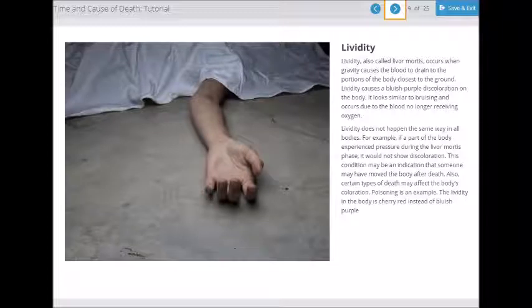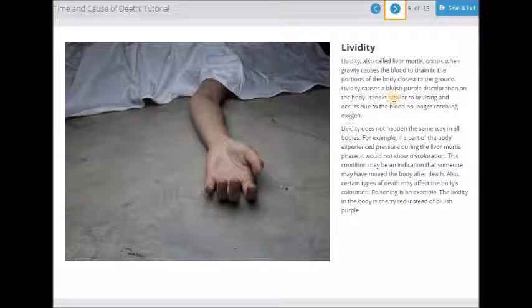Another thing that happens after this is called lividity. It's also called liver mortis, right? And it occurs when the blood starts draining down to the bottom of the body. I mean, if you're laying flat on a slab, okay, and your heart's not beating anymore, the blood just starts to pool wherever the lowest part of the extremity is.